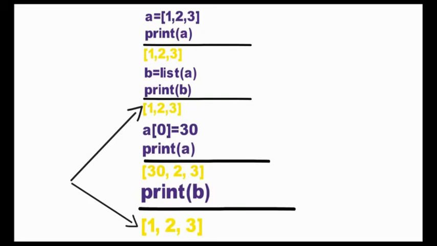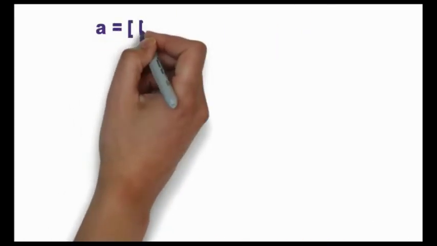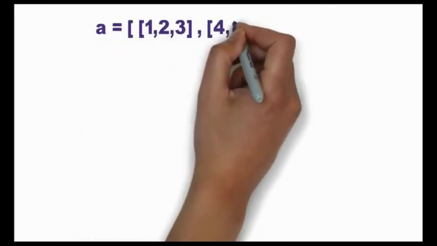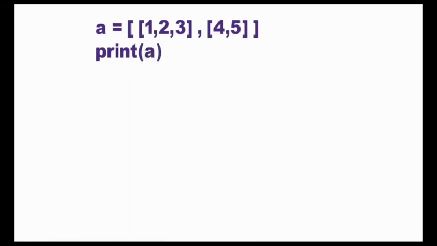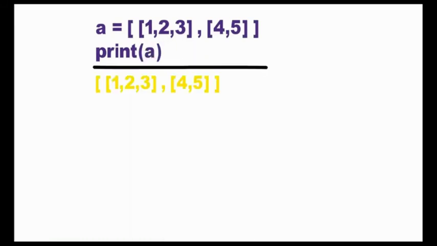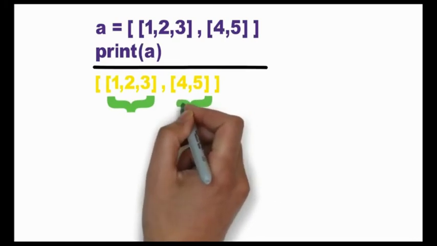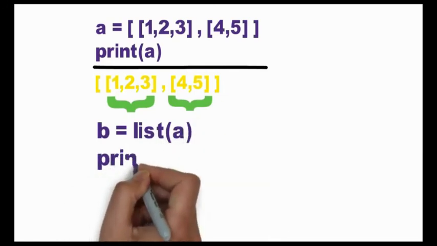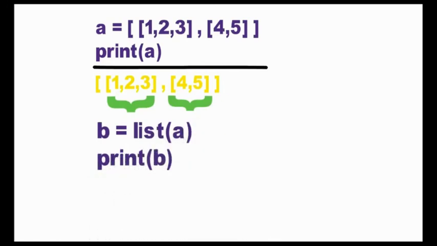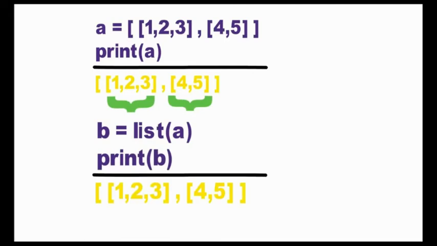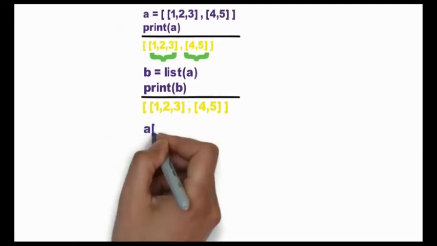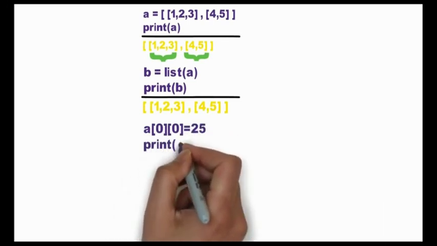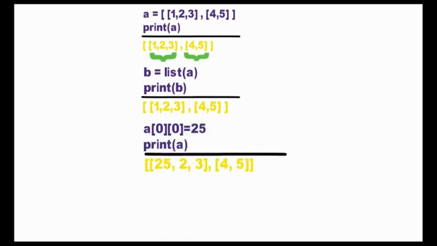Let's assume we have a list of lists. Let's create one. A = [[1, 2, 3], [4, 5]], one list and another list. A basically has two lists inside the main list. Let's copy this list to B using B = list(A). Now let's try to change a value of the first inner list by writing A[0][0] = 25.